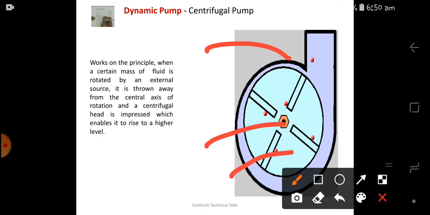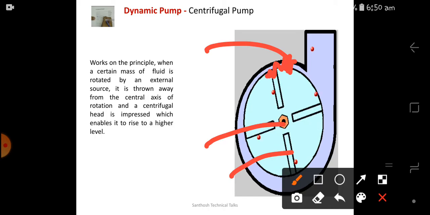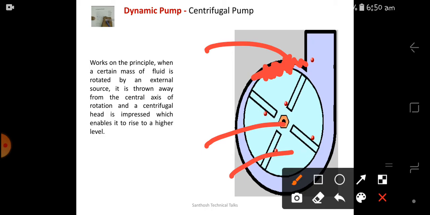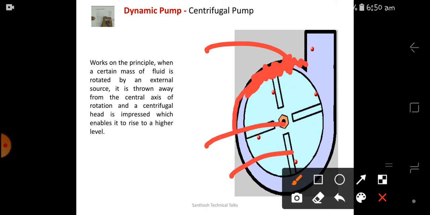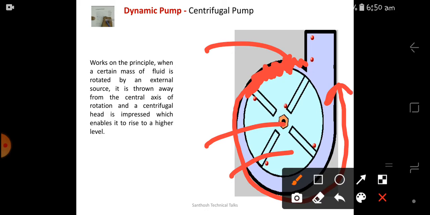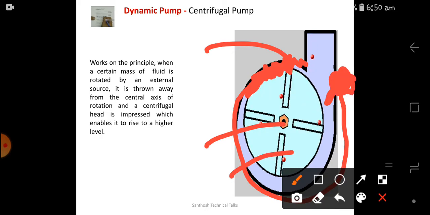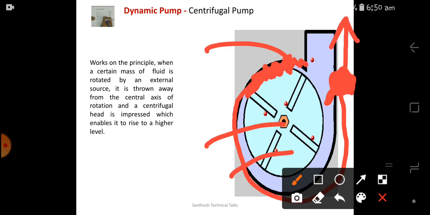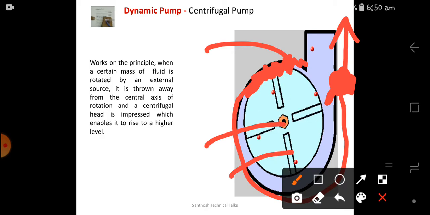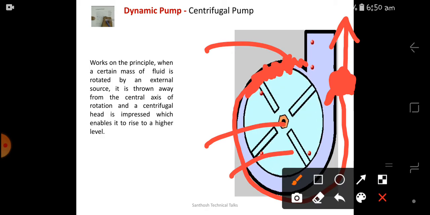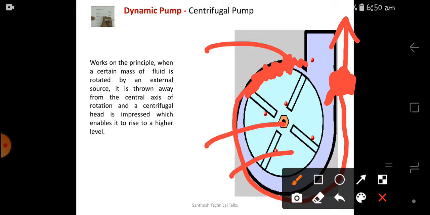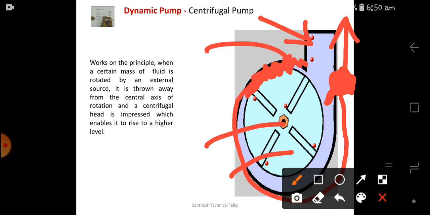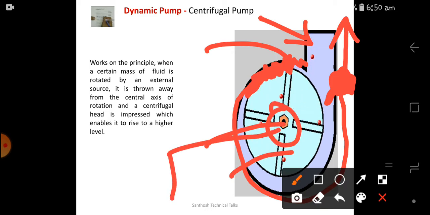In the casing, you can see a very small gap, a very small area, therefore there is high velocity of the stream here. As it continuously moves on increasing, you can see the velocity becomes less and the pressure becomes more. Therefore the high pressure fluid stream is pumped outside through the delivery valve. This is the delivery pipe, and here you can see a suction pipe.